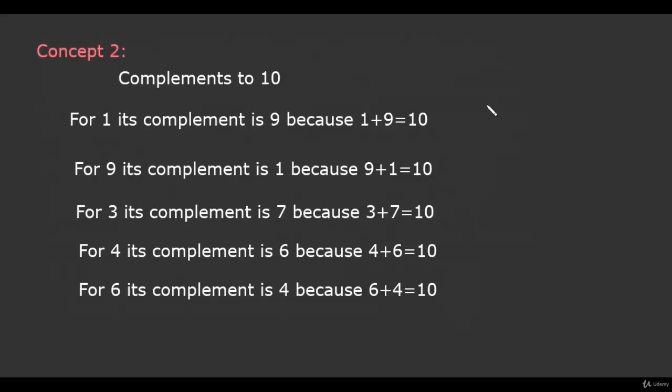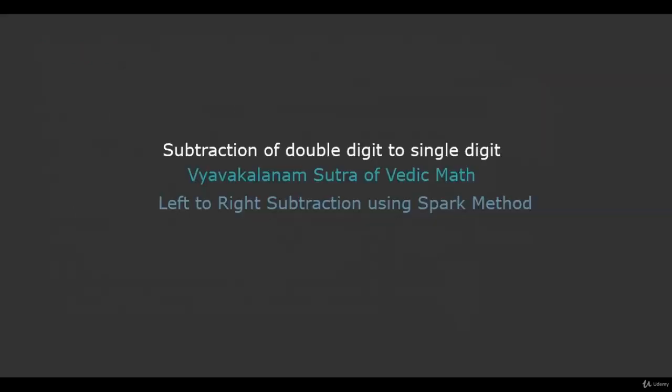So every one digit number has its complement. For 2 it is 8. For 7 it is 3. For 5 it is 5. So these are complement numbers. For 8, 2 is the complement, and for 2, 8 is the complement. Similarly for 7, 3 is the complement, and for 3, 7 is the complement.